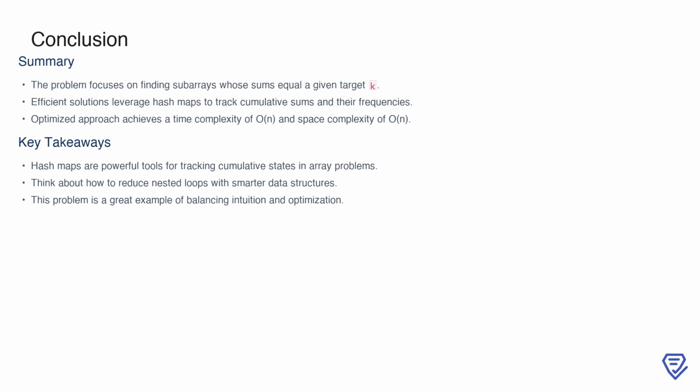Great work! We've reviewed the problem subarray sum equals k and explored how to efficiently solve it using a hash map approach. Remember the key takeaways about utilizing cumulative sums for optimization.